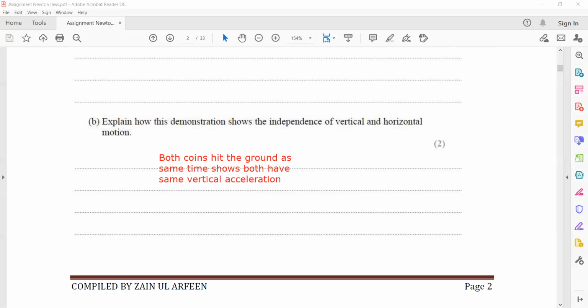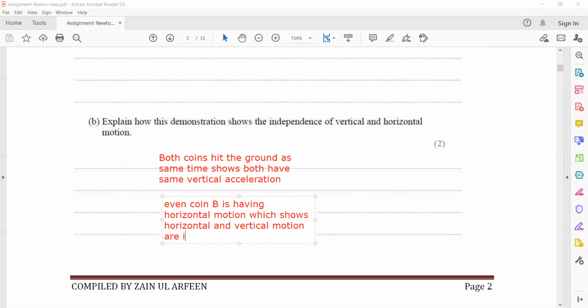So as they hit the ground at the same time, even though coin B is having horizontal motion, which shows horizontal and vertical motion are independent of each other. Means it does not depend on each other.